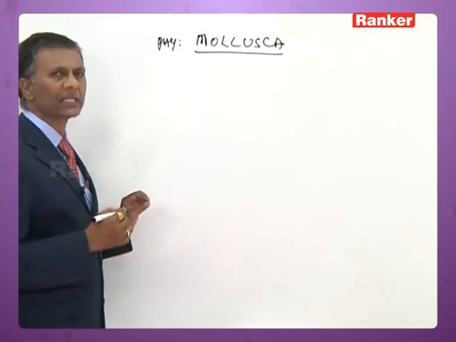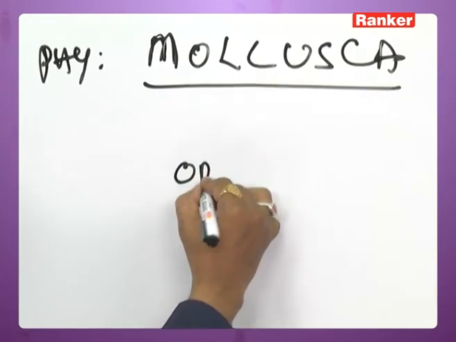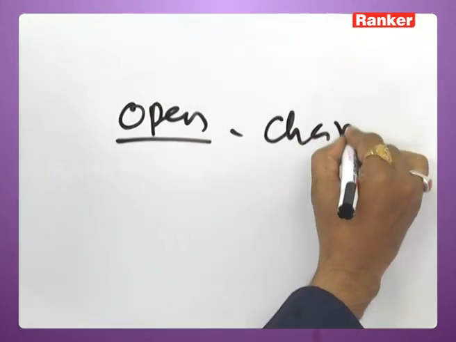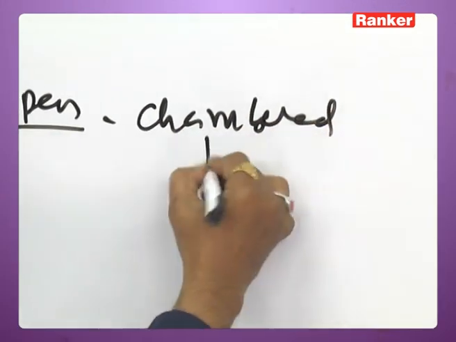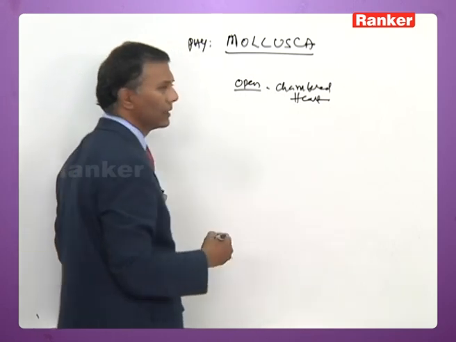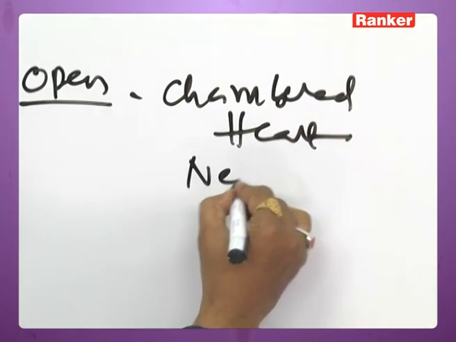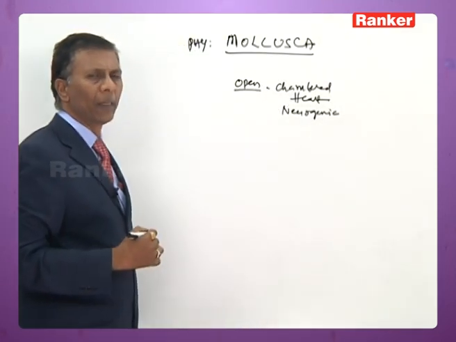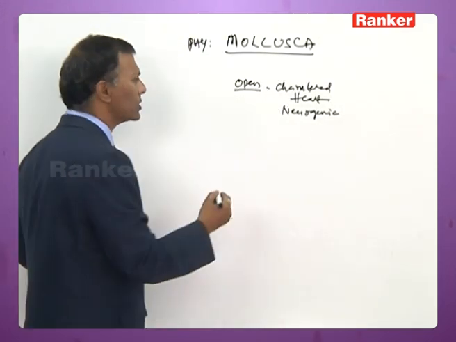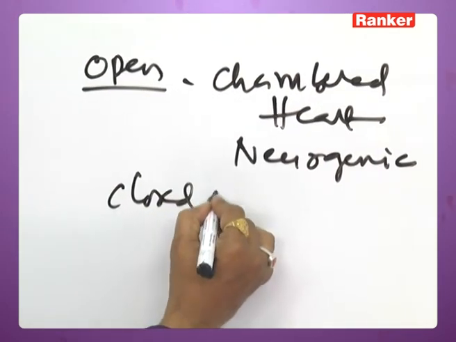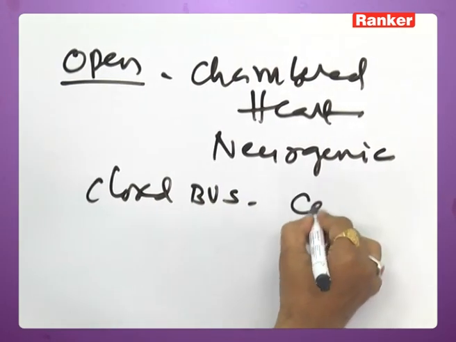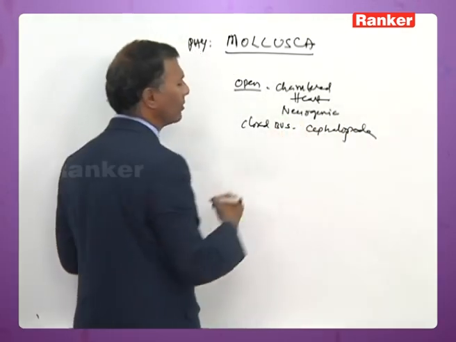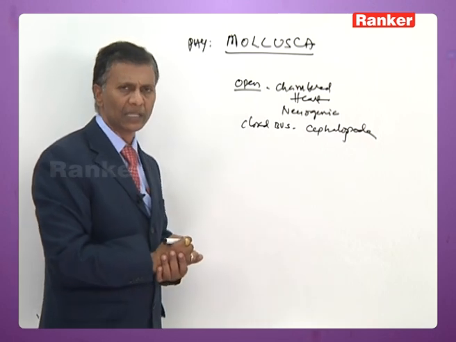Now the blood vascular system is open in most of the molluscans here now, with a chambered heart. The heart is neurogenic. The only group of mollusca with a closed blood vascular system is cephalopoda. Cephalopoda is the only group of mollusca with a closed blood vascular system here now.